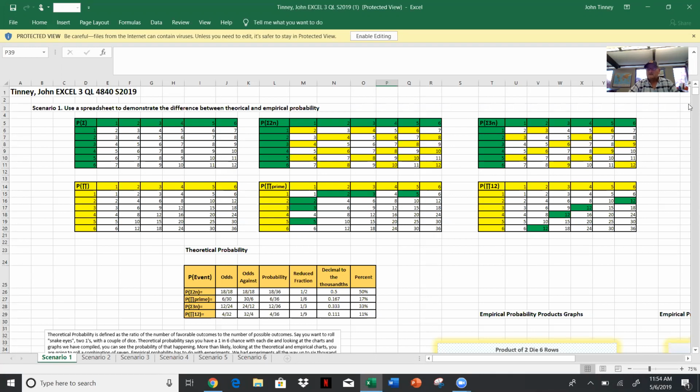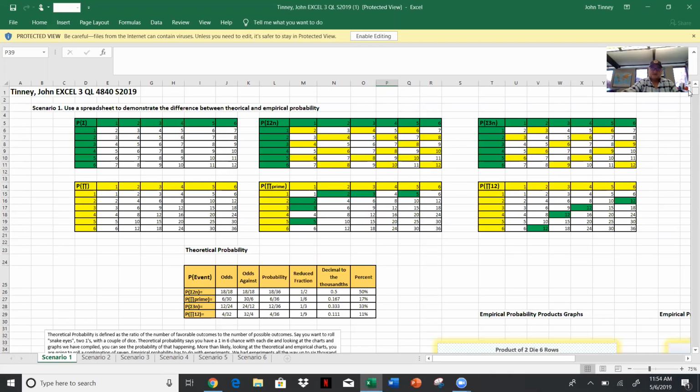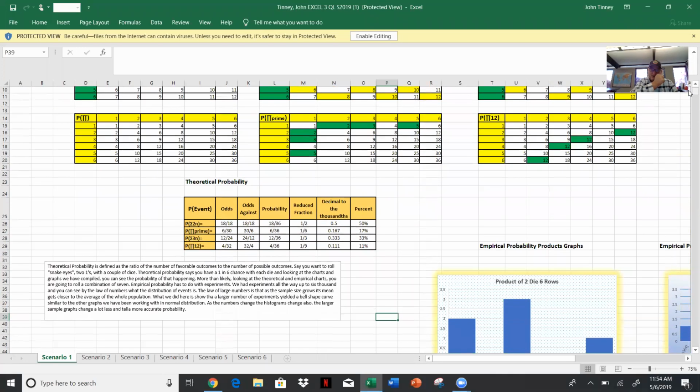Scenario 1 is we had to do a lot of entering on this particular scenario. We're talking about theoretical probability and empirical probability. Theoretical probability is defined as the ratio of the number of favorable outcomes to the number of possible outcomes. Say you want to roll snake eyes with 2 dice, which means 2 ones. The theoretical probability says you have 1 in 6 chance with each die.